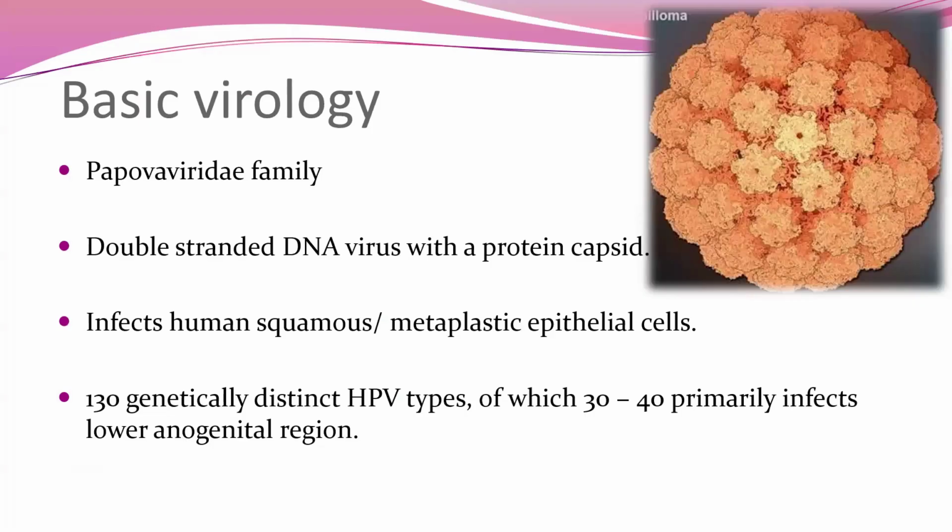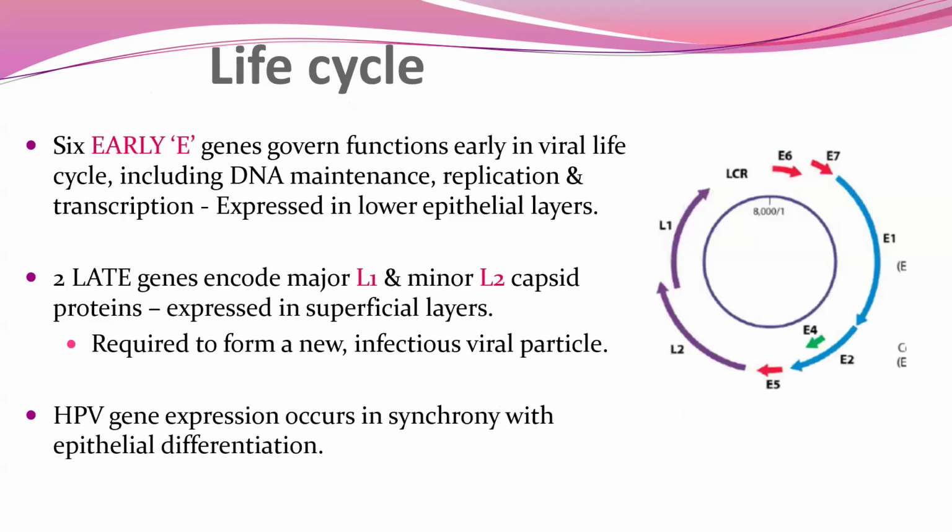Human papillomavirus infection: a bit of basic virology. It's from the Papovaviridae family. It's a DNA virus, a double-stranded DNA virus with a protein capsid that infects human squamous metaplastic epithelial cells. There are 130 genetically distinct human papillomavirus types, of which 30 to 40 primarily infect the lower anogenital region. So it's a sexually transmitted infection, and there are benign forms and also malignant transformation.